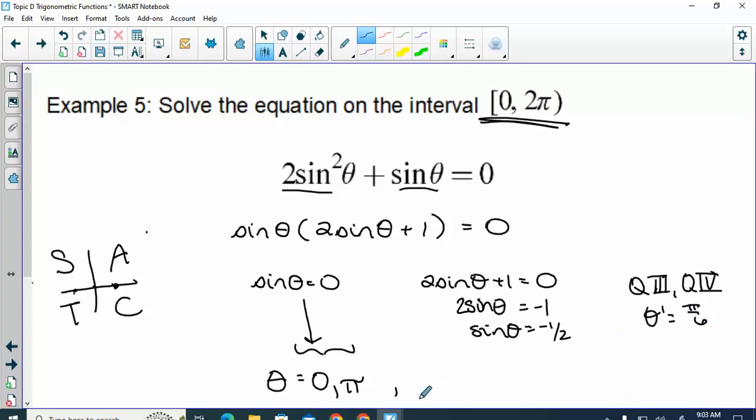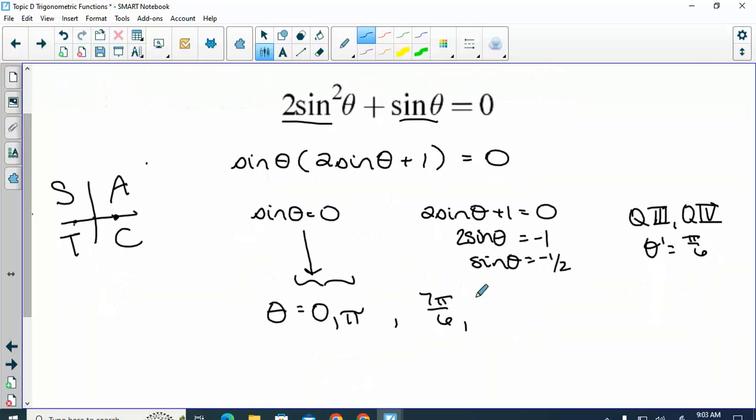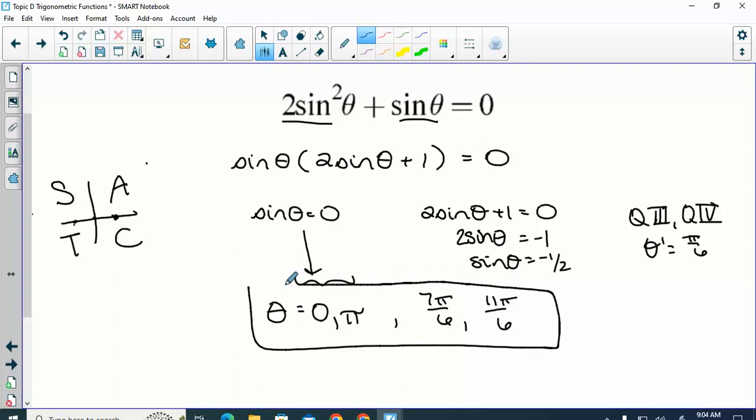So that will give us our final two solutions. Pi over 6 in quadrant 3. So the top is 1 more, 7 pi over 6. In quadrant 4, double minus 1, 11 pi over 6. Because I did not say all possible, I said only give me things between 0 and 2 pi, I don't have to include the 2 pi k on this. So we are done.